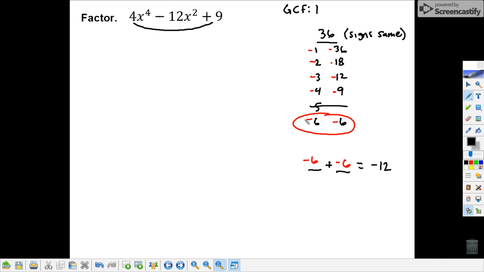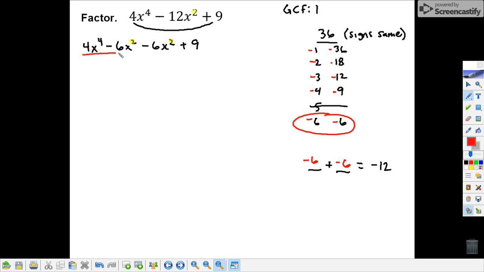So I'm going to go back and rewrite my expression, but I'm going to split up the negative 12x squared to be negative 6x squared minus 6x squared. So notice I keep the exponent on both of them. So it stays to the 2nd power like the original problem. And then we still have the plus 9 at the end. So if I combine like terms, I'd get back to my original problem.